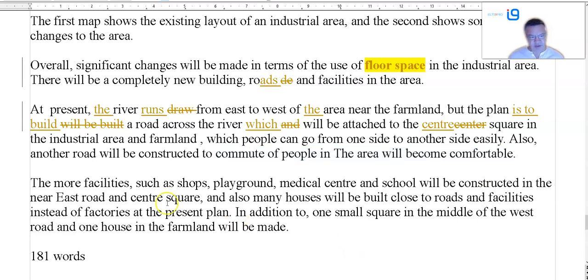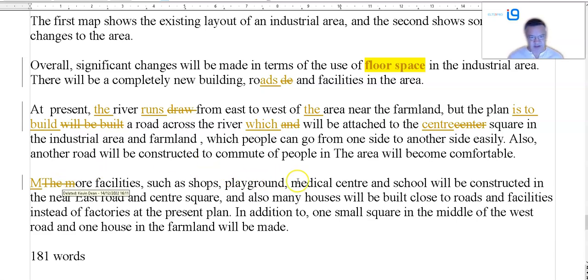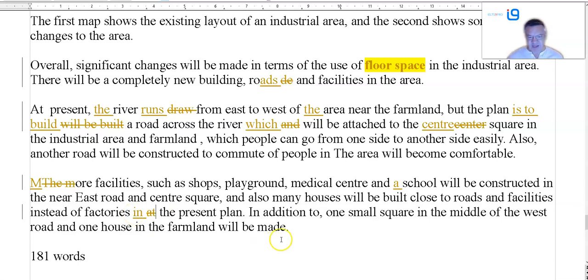Construction. The most is structural way constructed. Well, it's not the more. It's simply more. More facilities, shops, and medical centre, and a school. Constructed the nearest road and main square. Many houses will be built close to facilities and factories at the present plan or in the present plan. In addition to what? Once was going to west. Right. So yeah, it's not bad. As again, I can't be bothered to retype all this because I would have to do so. So there's a few things here that don't quite work. Maybe sentence, construction, word order, etc. So that needs a bit of attention.